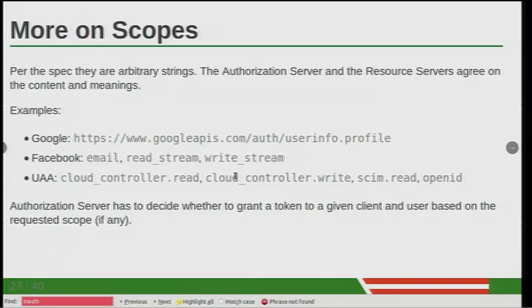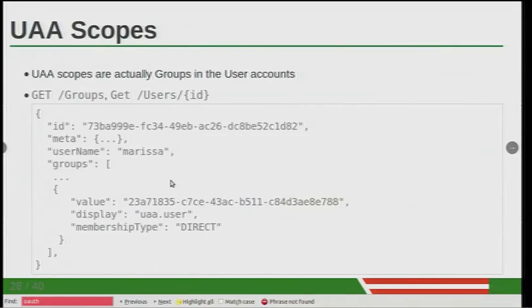The internal scopes that it uses are period separated, so they're actually encoding the resource that it's intended to be accessing. The cloud controller, in this case, cloudcontroller.read, means that if you have a token with this scope, then you can read information from the cloud controller but not write it. You can look at your apps, but you can't deploy a new one. But that's a naming convention that we came up with. It's useful for us, but it doesn't have to be that way.